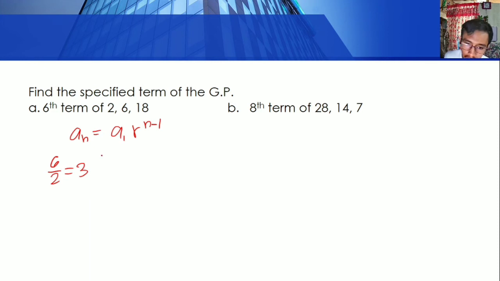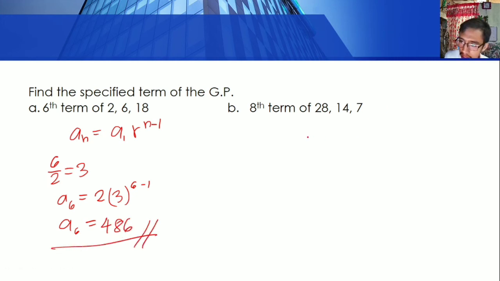So finding the sixth term, so a sub 6 is equal to a1, which is 2 times the common ratio 3 raised to n minus 1. So 6 minus 1. So a sub 6 is equal to 486. So next, 8th term of 28, 14, and 7.